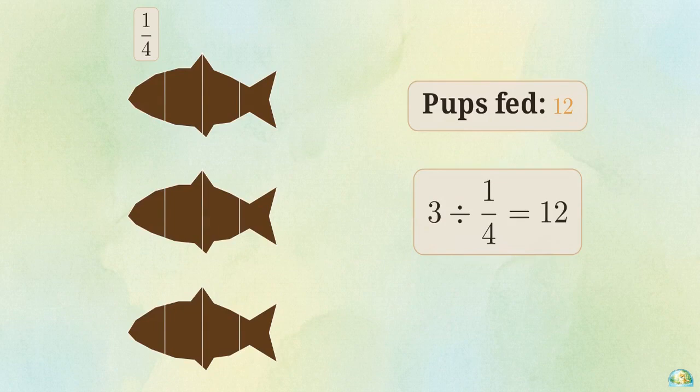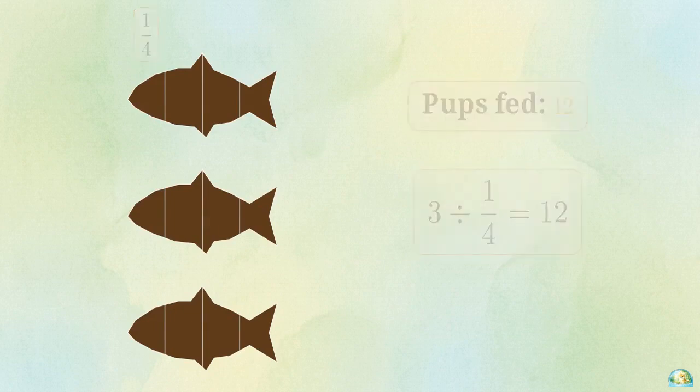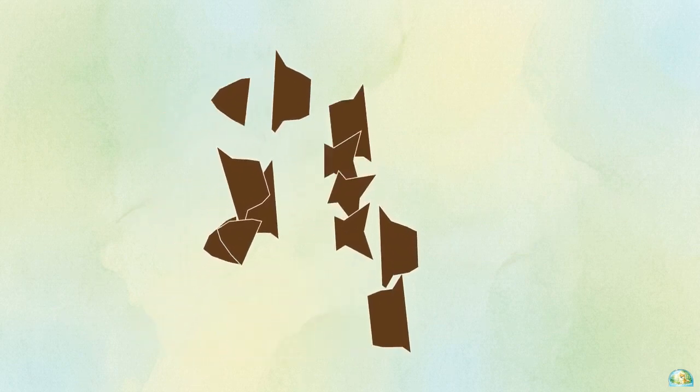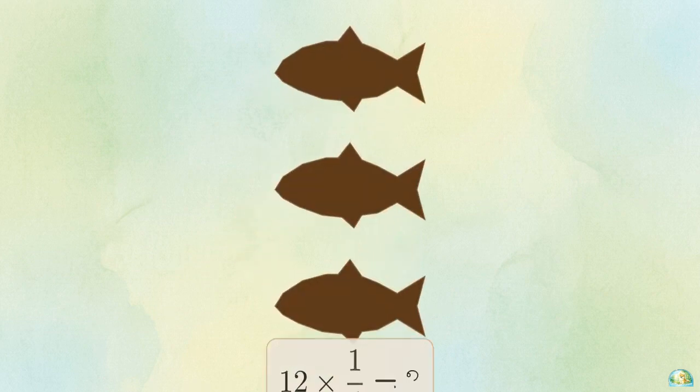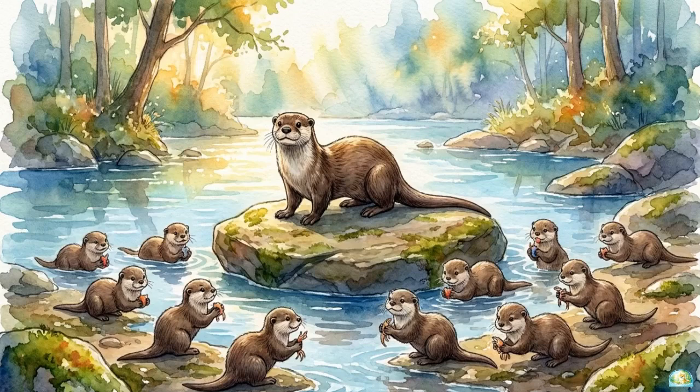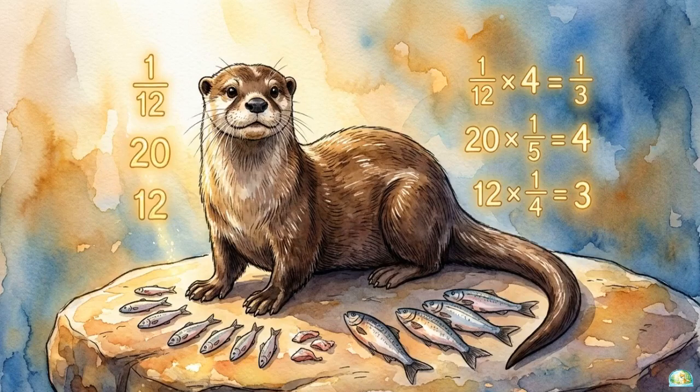3 divided by 1/4 equals 12. Even in a practical feeding scenario, the mathematical check works exactly the same way. Consolidating the 12 servings reconstructs the 3 original fish. 12 times 1/4 is 3. Distributing resources in the wild relies heavily on this type of division, counting how many fractional servings fit into a whole amount. Sedge has successfully managed the day's catch.